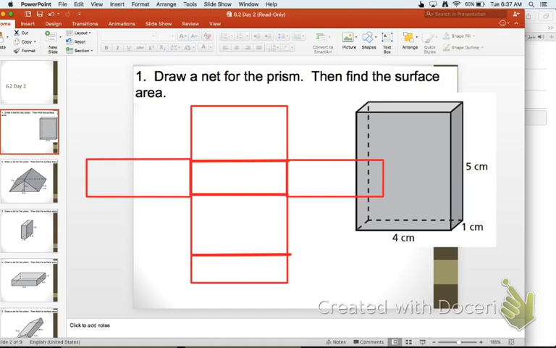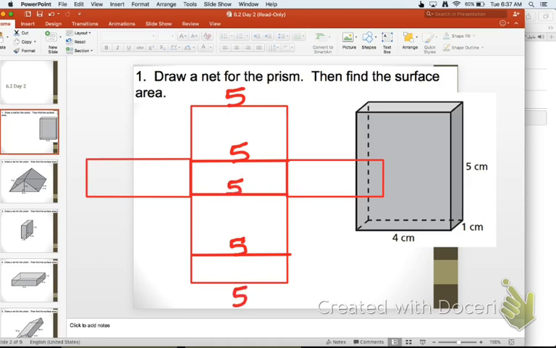Alright, so here I have my net. And I'm going around and I'm going to be labeling the largest side based off of my picture. My longest side is this right here. So all of these will be the largest number, which is my 5 centimeters. So I'm going to write in 5 on each one of these.